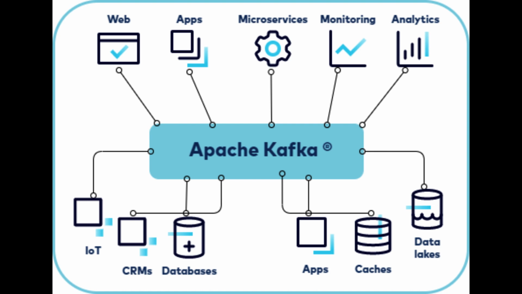Distributed architecture. Kafka is designed as a distributed system, allowing it to scale horizontally by adding more servers, brokers, to the cluster. This architecture enables Kafka to handle a large volume of data and distribute the load across multiple nodes.